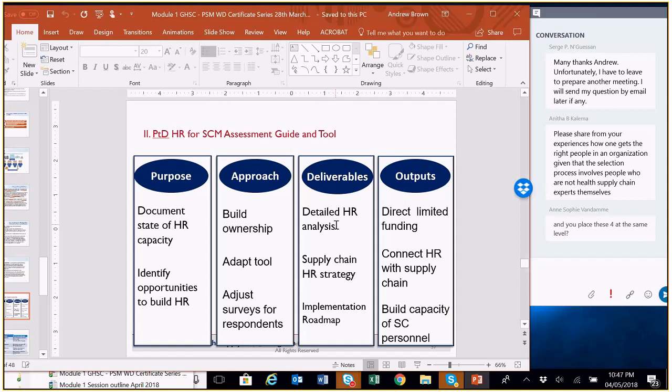So it's not just looking at training, it's looking at the leadership, the policies and plans, the workforce development aspect, the professionalization, and it's also looking at the retention and performance management systems in detail.